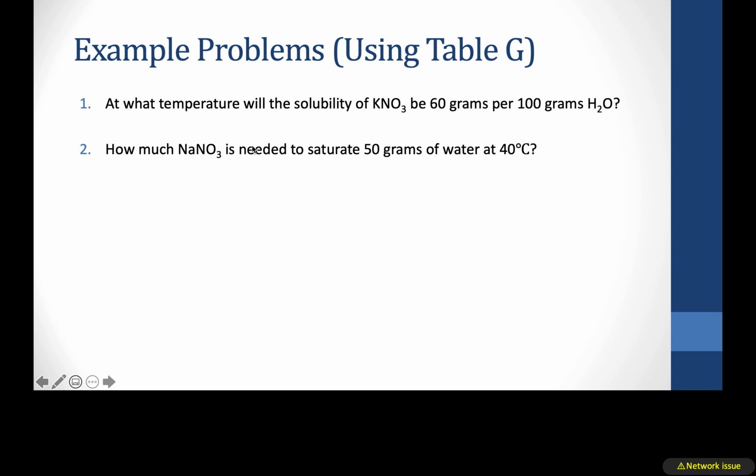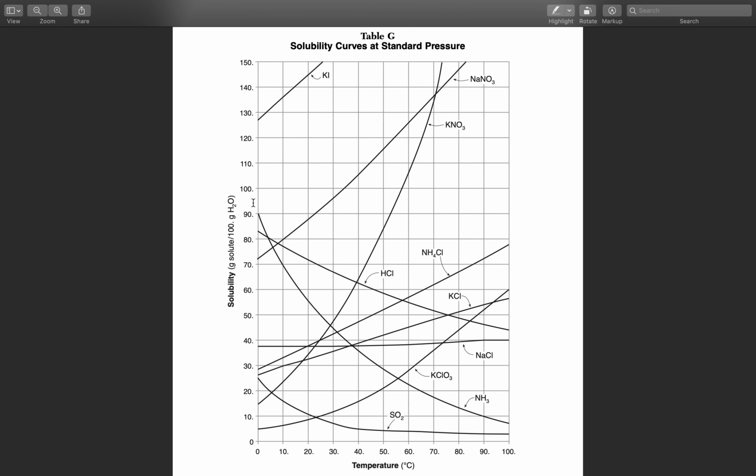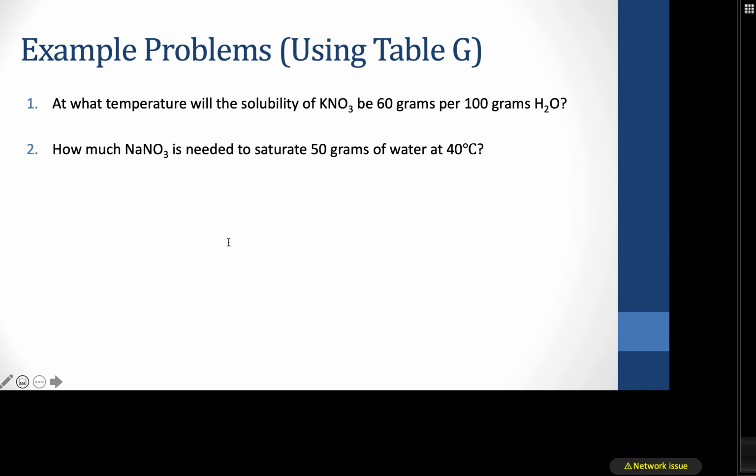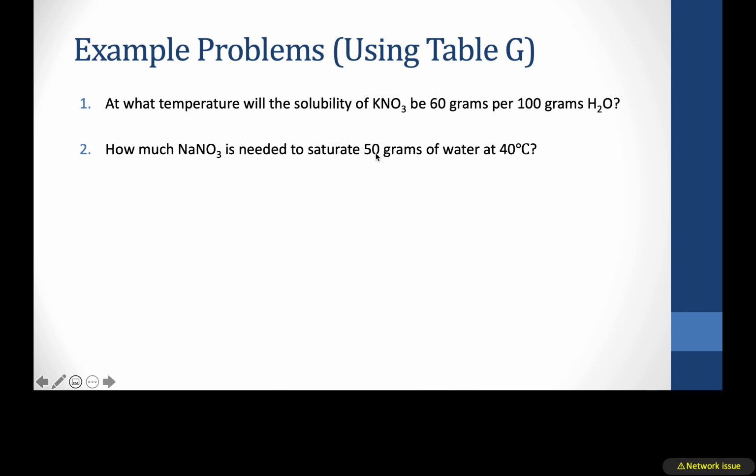All right, number 2 here. How much NaNO3, so sodium nitrate, different substance, is needed to saturate 50 grams of water at 40 degrees Celsius? Okay, this one tries to trick you, because look at the grams of water we're talking about. Remember, our table is based on 100 grams of water. It's asking about 50 grams of water, but we don't have a table that shows that, so we're going to have to double, right? Or I guess cut in half the answer that we get.